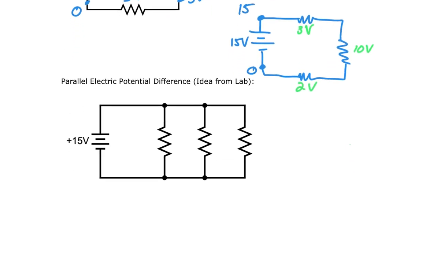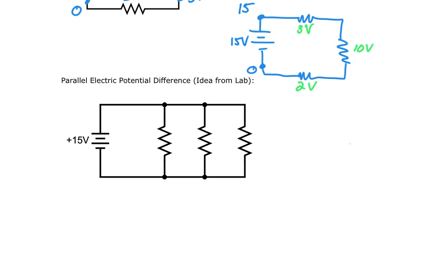We can have the same discussion if we're looking at a parallel circuit. You looked at this in your lab as well. Again, we're starting with the same 15-volt battery. So we know that if we were to measure the electric potential difference here and here, we would get 15 volts. That means the electric potential must be 15 volts here, but 0 here.